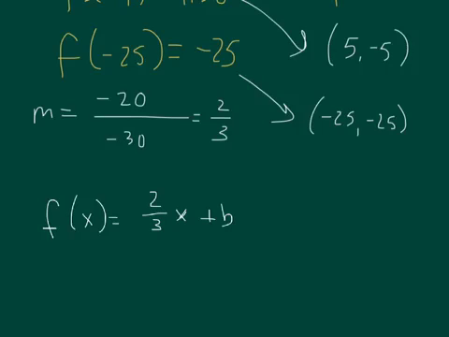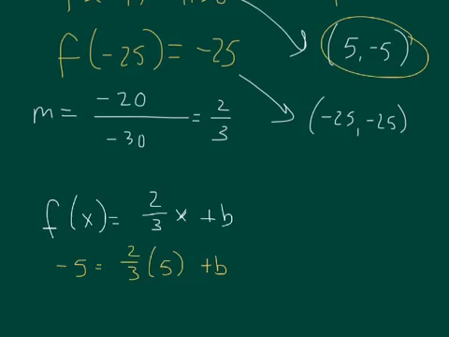Let's find b. How do I find b? Plug in 2 points. Well, 1 point, 2 coordinates, or 2 parts of the coordinate. So let's go ahead and take this one and plug it in. It makes more sense. The other one's larger. So let's say negative 5, again that's the y value, equals 2/3 times positive 5 plus b. How would I solve this problem?